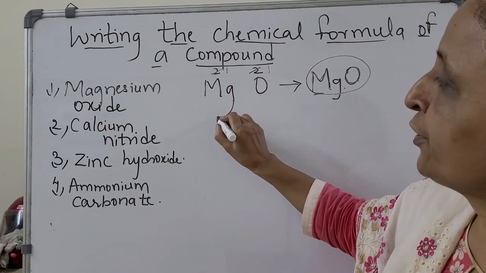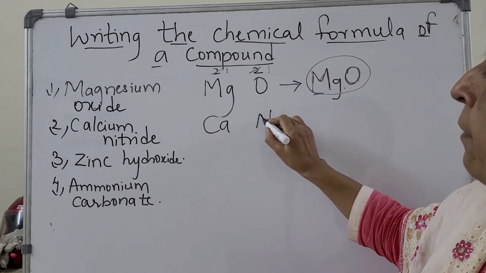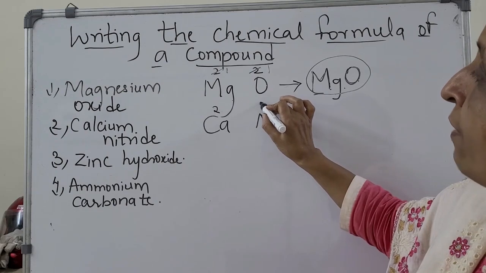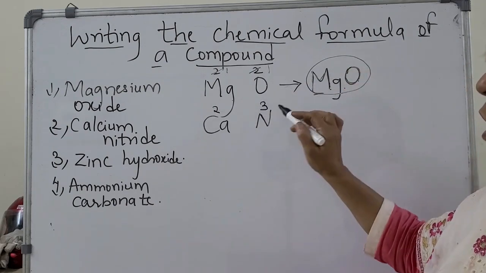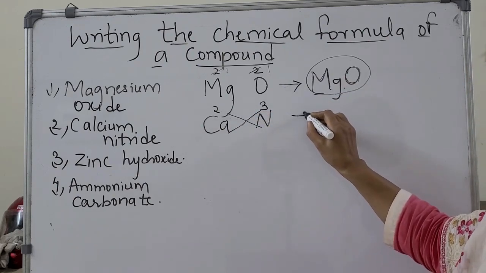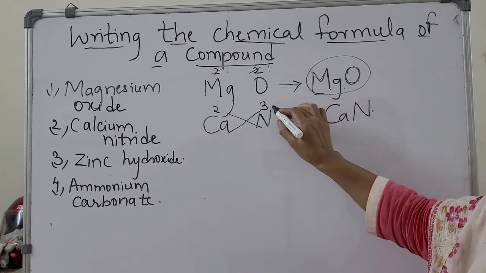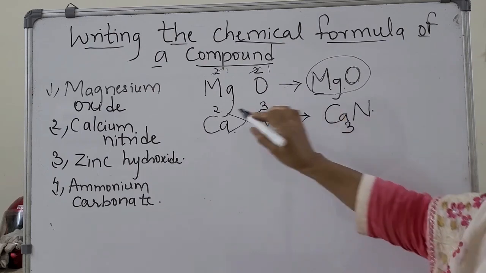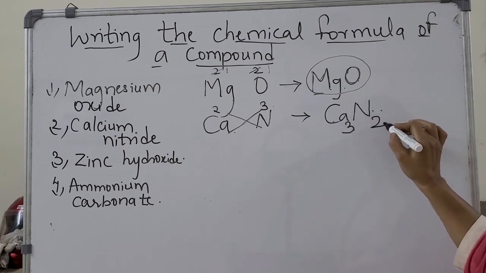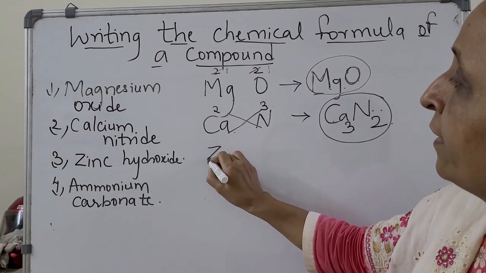Now in the same way, calcium is Ca. Nitride is N. You write in capital. So what is the valency of calcium? 2. And what is the valency of nitride? 3. Now this will go opposite. So what would be the molecular formula? CaN. This 3 will come here and this 2 will come here. So calcium nitride, Ca3N2, will be formed.